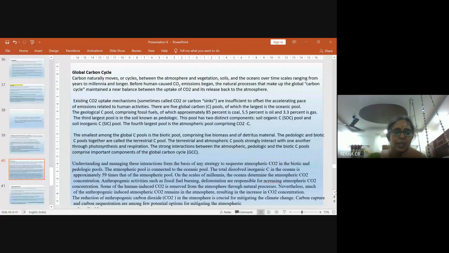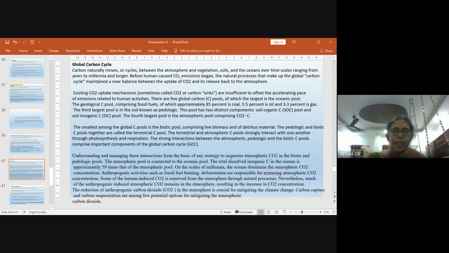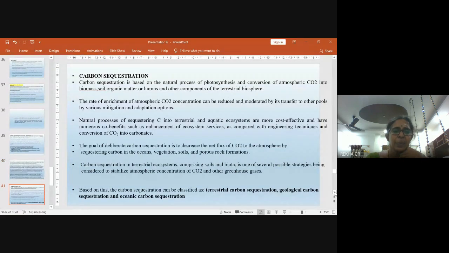So this is the global carbon cycle. The global carbon cycle is the movement of carbon between the atmosphere and vegetation, soils and the oceans over times ranging from years to millennia and longer. So there are different global carbon pools. And next one is carbon sequestration.